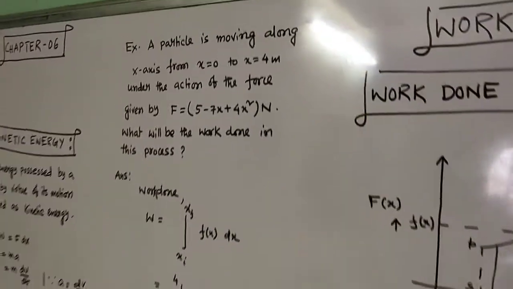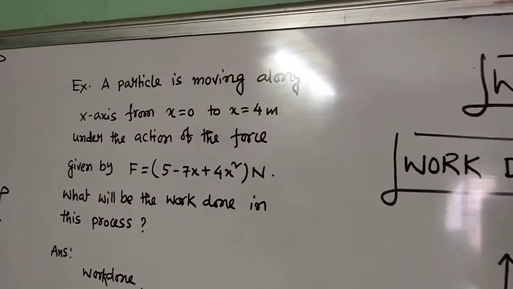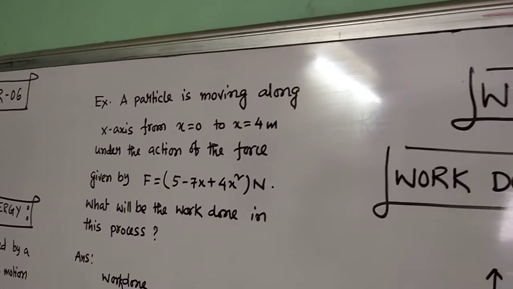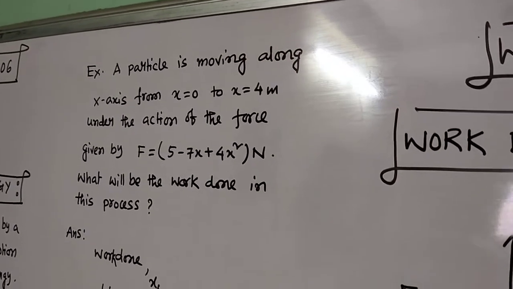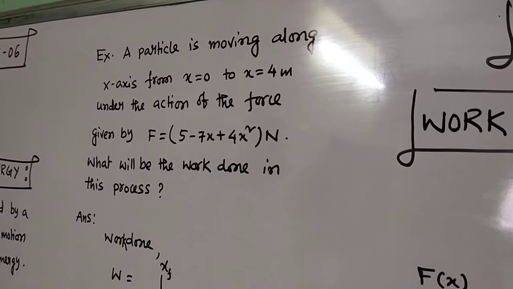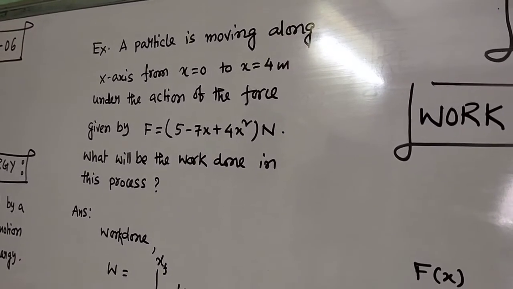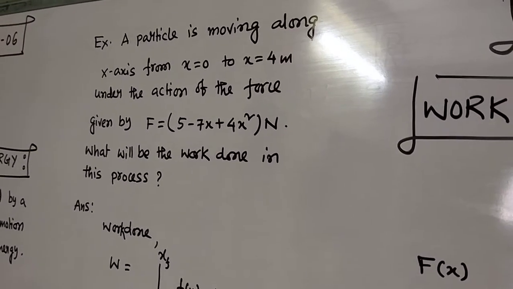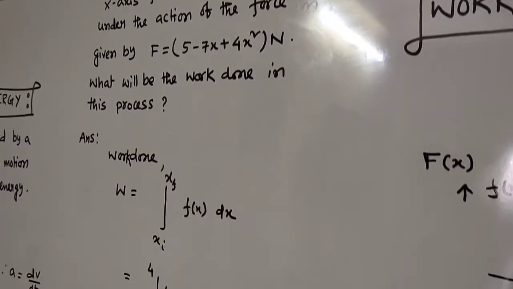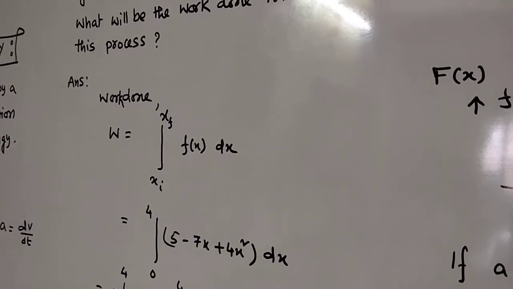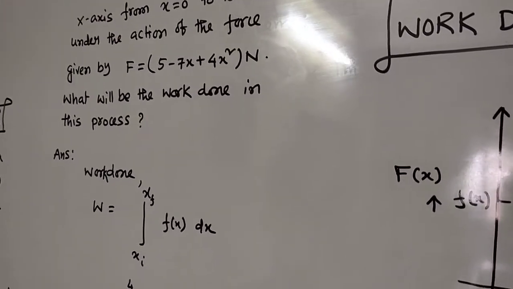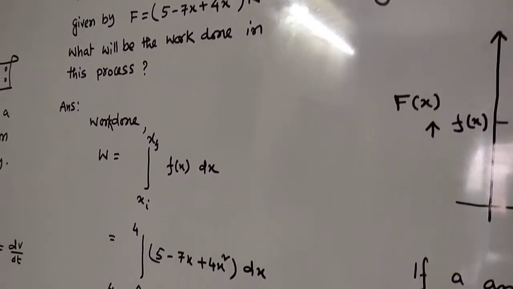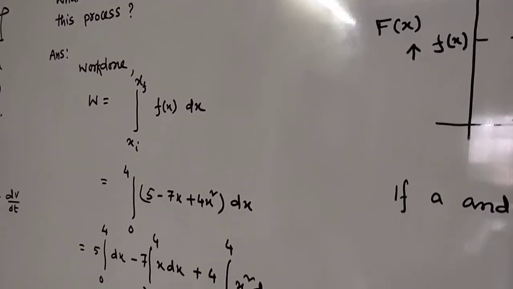Now here we are going to apply this formula by considering this numerical. A particle is moving along the x-axis from x equal to 0 to x equal to 4 meter under the action of the force given by F equal to 5 minus 7x plus 4x square Newton. What will be the work done in this process? So this formula we have to apply, xi to xf, f(x) dx. Here f(x) is nothing but the force F, that is 5 minus 7x plus 4x square, and dx is already there.